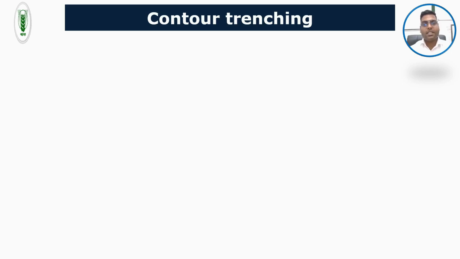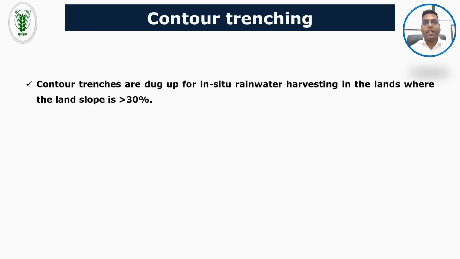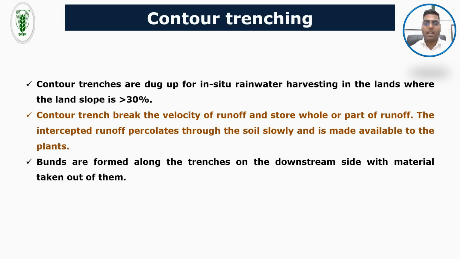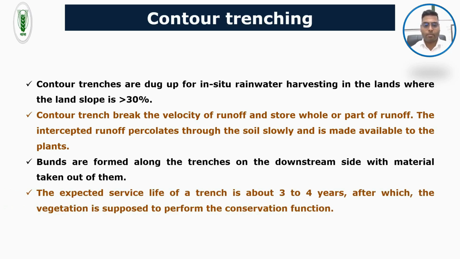So the last one is the contour trenching. Contour trenches are dug up for in situ rainwater harvesting in the lands where the land slope is more than 30%. Contour trench break the velocity of runoff and store whole or part of the runoff. The intercepted runoff percolates through the soil slowly and is made available to the plants. Bunds are formed along the trenches on the downstream side with the material taken out of them. The expected life of a trench is about 3 to 4 years, after which the vegetation is supposed to perform the conservation function.